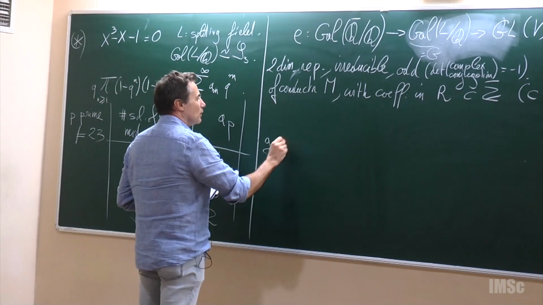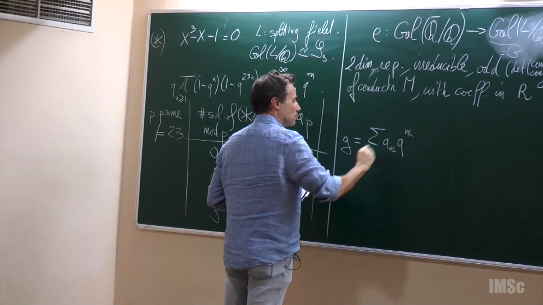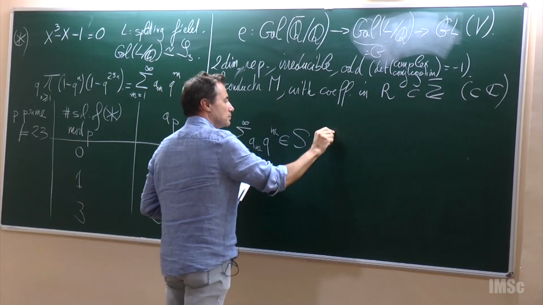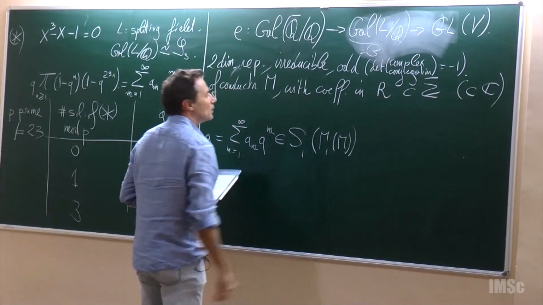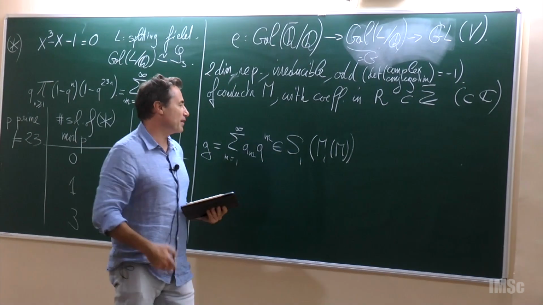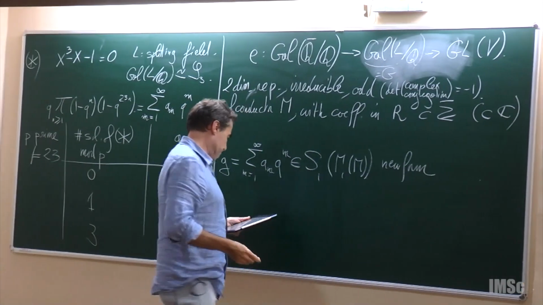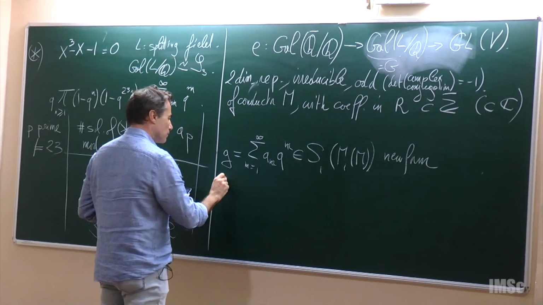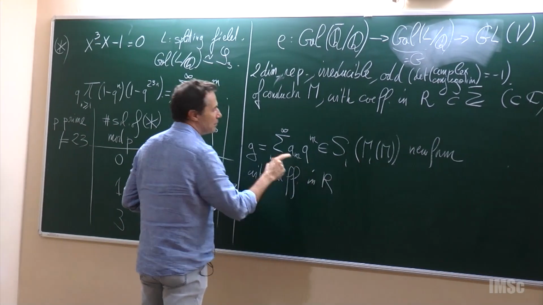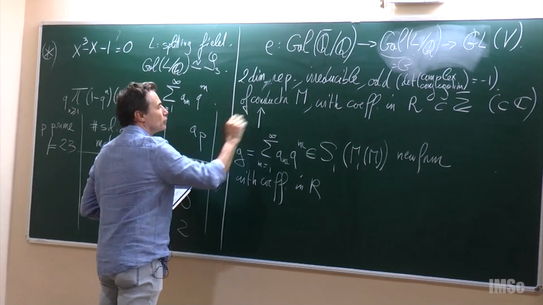On the other hand, you can consider a modular form. This is a modular form of weight 1 for the group Gamma_1(N), and it's even a newform with coefficients in R, namely the a_n are in the ring R. So there is a bijective correspondence between these two sorts of objects.